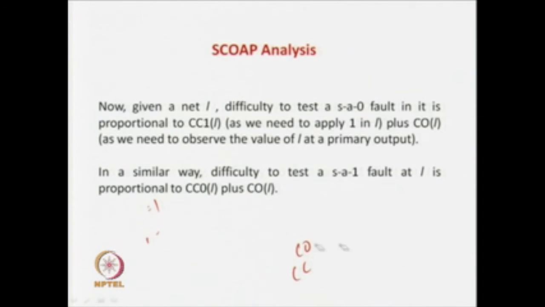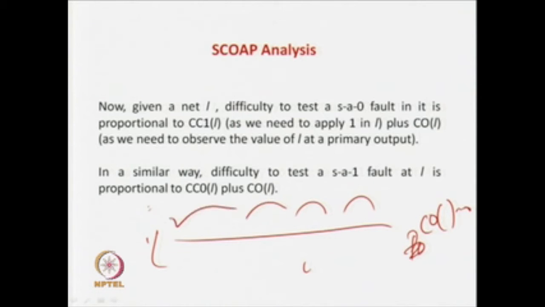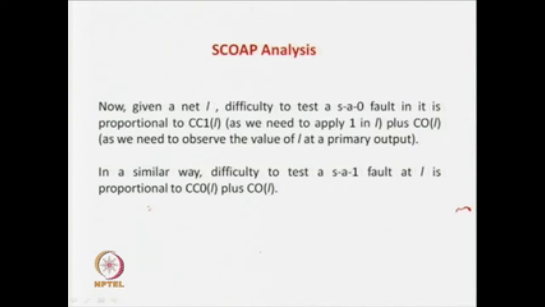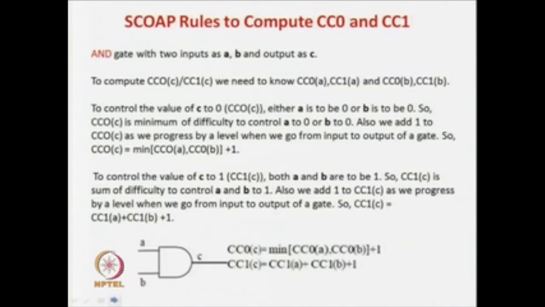And when you go for the observability part, we say that the combinational observability of the primary output is equal to 0, and there are some rules you keep on applying, and then you get the observability of all the nets in the circuit from primary outputs to primary inputs. Now, as already discussed, given a net, the difficulty to test a stuck at 0 fault is that you have to control the net to 1 and observe the value at the output. So, it is CC1 of L plus CO of L. Similarly, a stuck at 1 fault means you have to apply a 0, so the difficulty is to make that net 0 and observe the net at the output. This is how we can find the difficulty to test a stuck at 1 fault and a stuck at 0 fault.